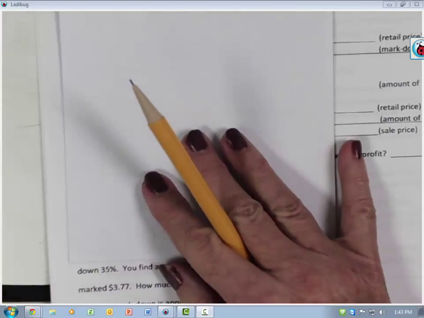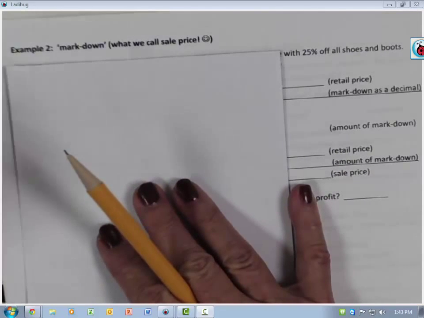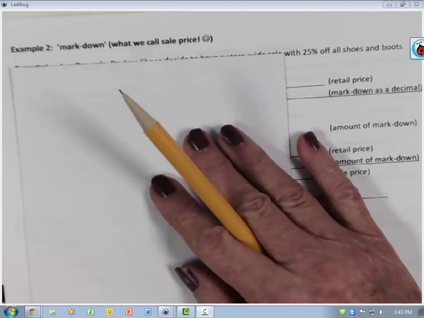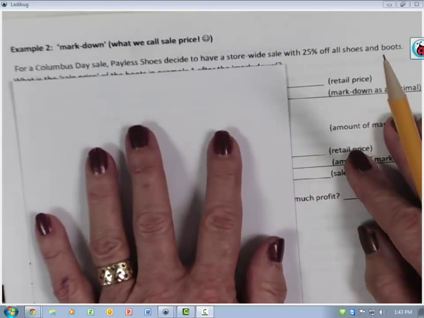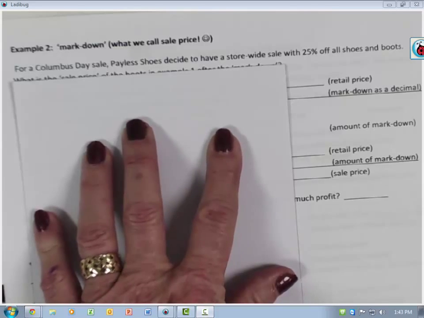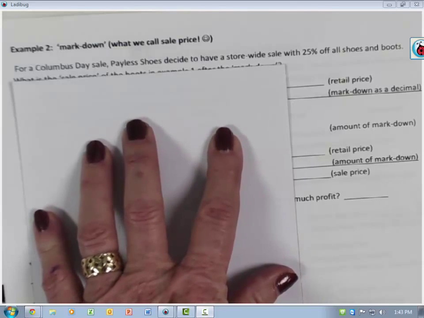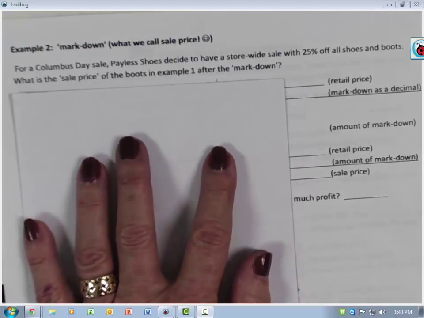Okay, turn over on the back. And now we're going to do examples of markdown, which is what we call sale price, and that's what we really like. Because after all, who wants to buy something for the whole price if you can get it on sale? Okay, for Columbus Day sale, which is coming up, Payless Shoe Stores decides to have a store-wide sale with 25% off of all shoes and boots. What is the sale price of the boots in example 1 after the markdown?